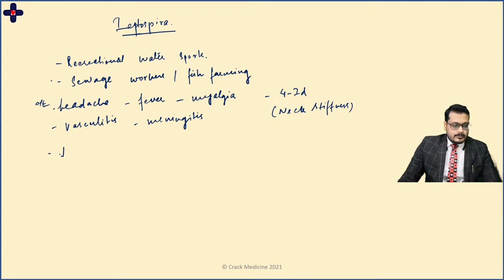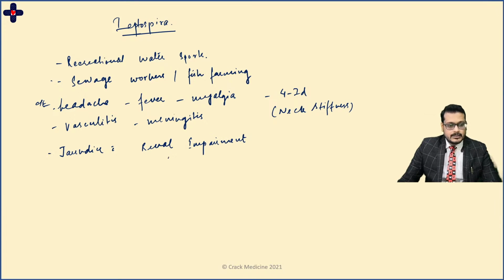And finally, something called Weil's disease develops. Now, what is Weil's disease? When you have jaundice with renal impairment, this is known as Weil's disease. What you will see in renal impairment is proteinuria. This is specifically known as Weil's disease.